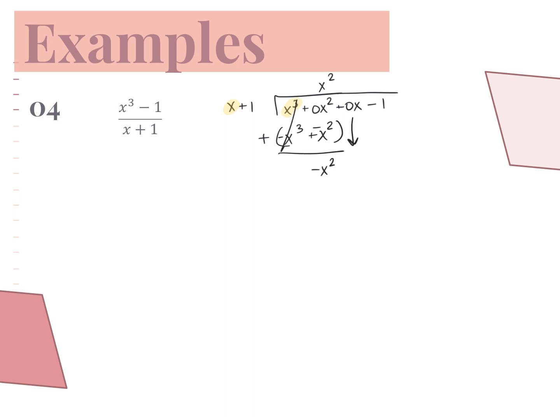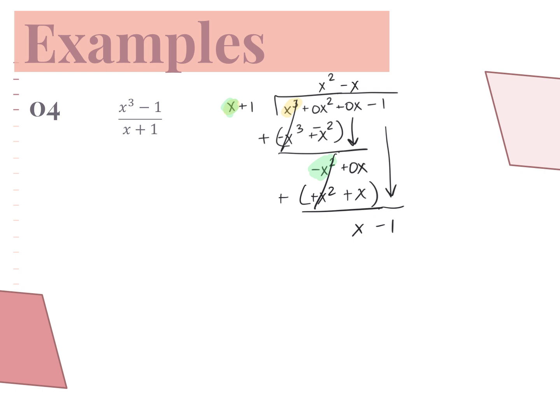Now I'm ready to bring down the next term, which is plus 0x. And again, the process repeats itself. So I'm going to divide now. I'm going to divide the first term, negative x squared, by x, and I'm going to get minus x. And I'm going to then multiply that by x plus 1. Minus x squared minus x. I just multiplied. Now I'm going to subtract the whole thing, which means adding the opposites, and I'm going to get x. And then the last step is to bring down.